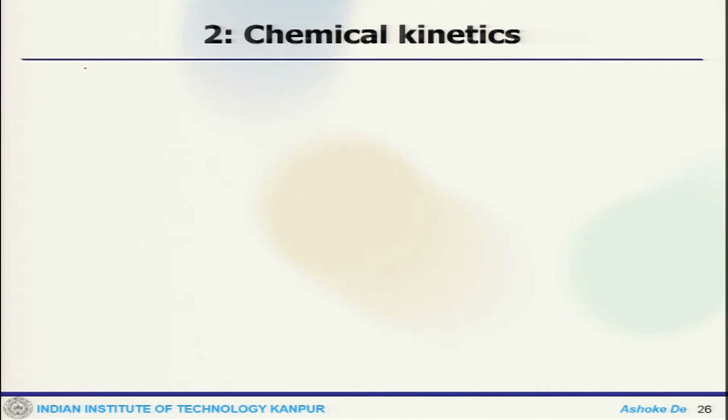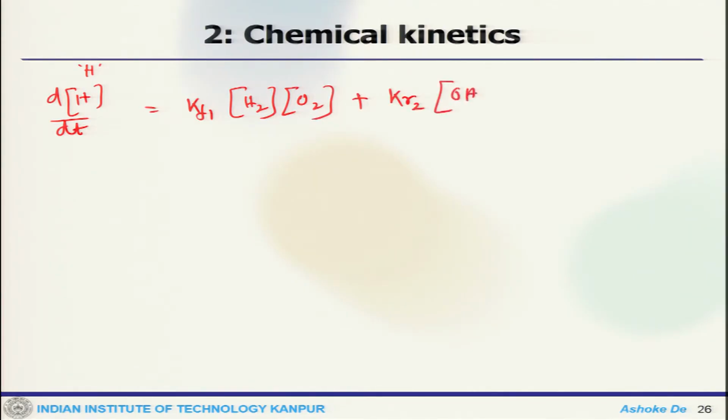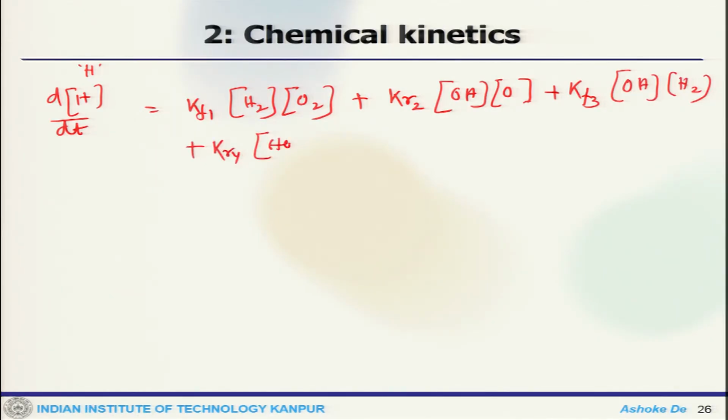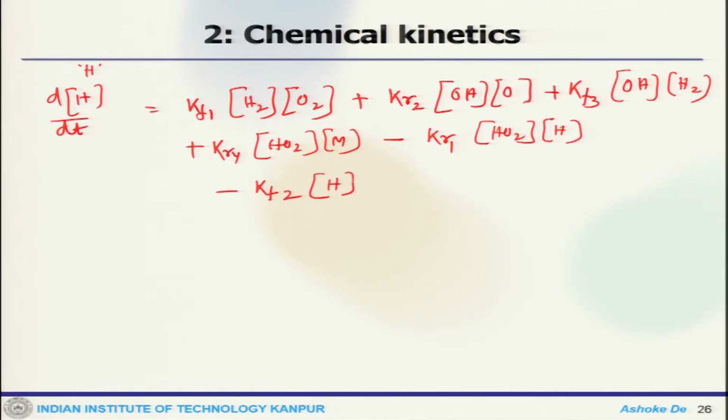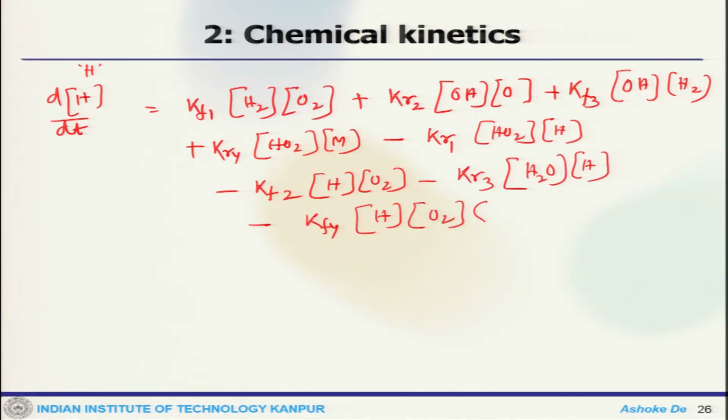Similarly, we can write for H, dH/dt, which would be KF1 H2 O2, plus KR2 OH O, plus KF3 OH H2, plus KR4 HO2 M, minus KR1 HO2 H, minus KF2 H O2, minus KR3 H2O H, minus KF4 H O2 M.